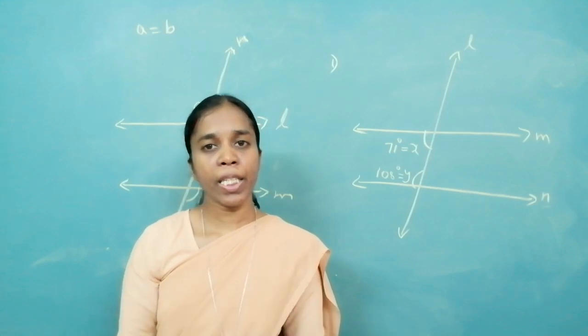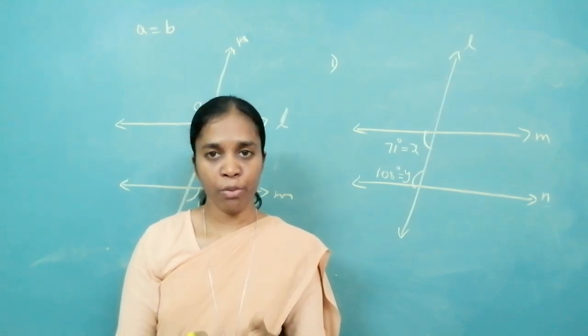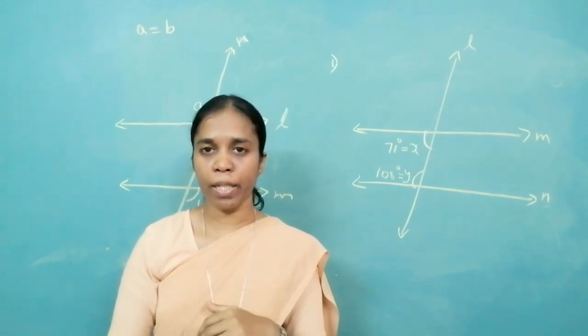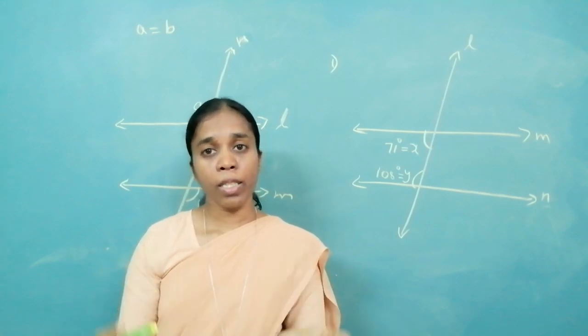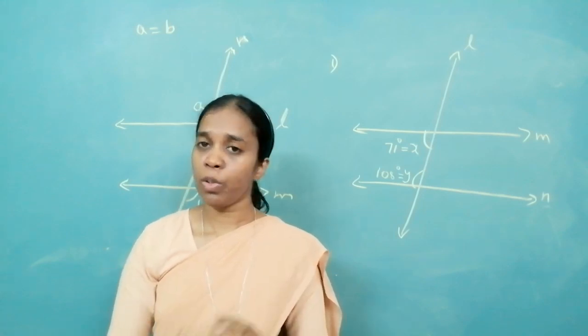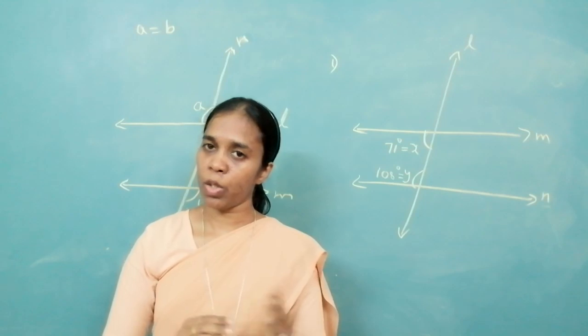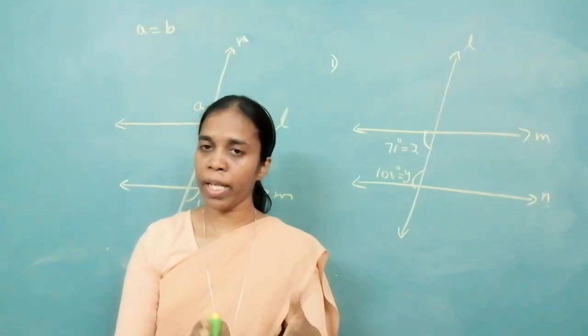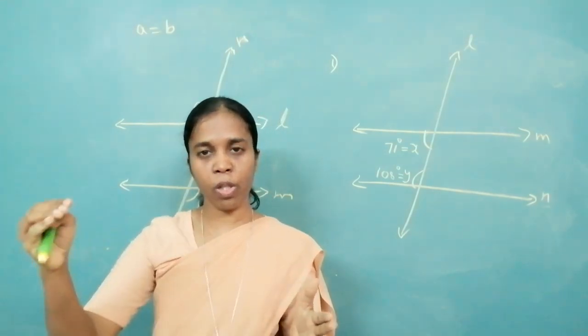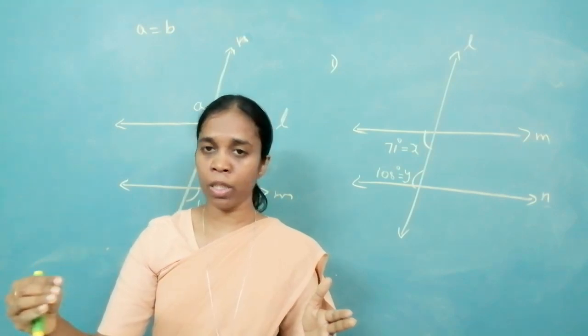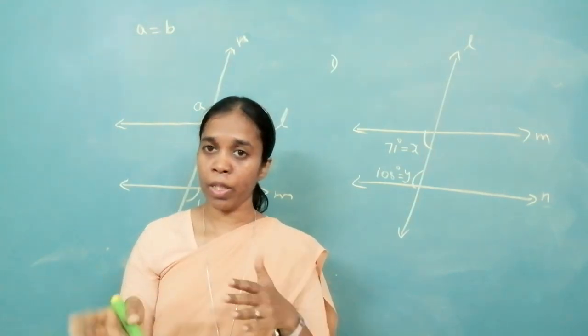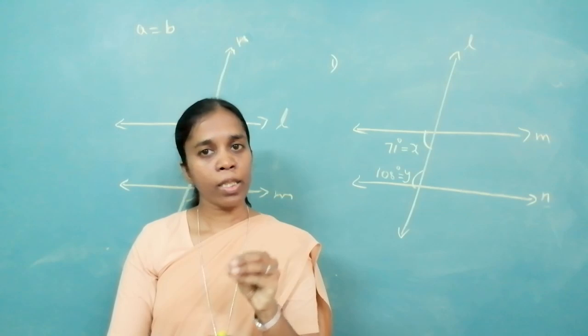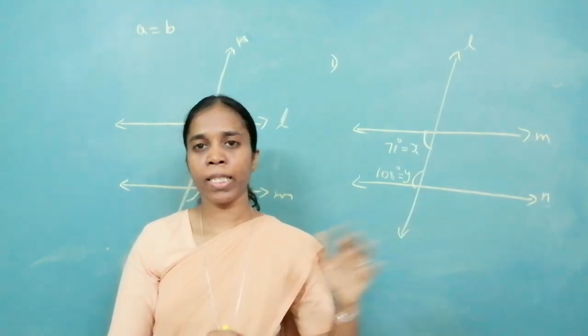You are given interior angles are supplementary. Therefore, prove that the lines are parallel. Alternate angles are congruent, given to you. Therefore, prove that the lines are parallel. So far, you were given that lines are parallel and you proved that corresponding angles are congruent, interior angles are supplementary. Now the converse, that is, alternate angles are congruent. Therefore, you prove the lines are parallel.